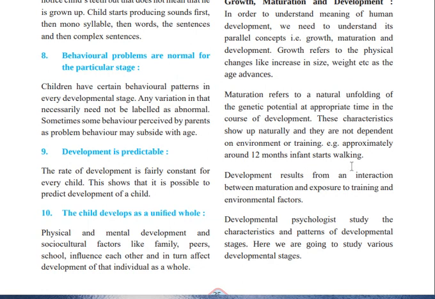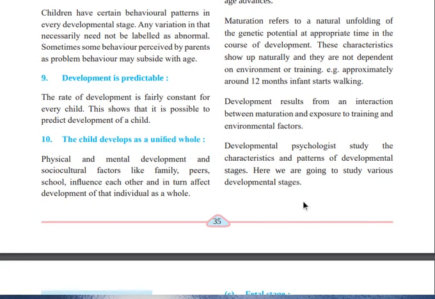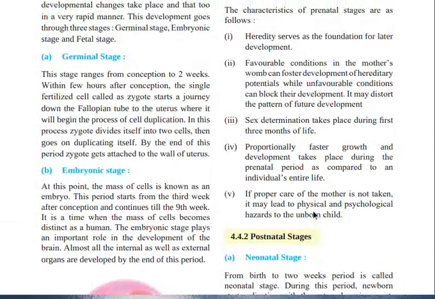So maturation is nothing but it is fixed, it is genetic. When you become an adult, your body will become strong. When you become old, the energy of the body will start decreasing, right? That is maturation. Development results from the interaction between growth and maturation, exploration, training, and environmental factors. Developmental psychologists study the characteristics and patterns of development stages. Here we are going to study the developmental stages.